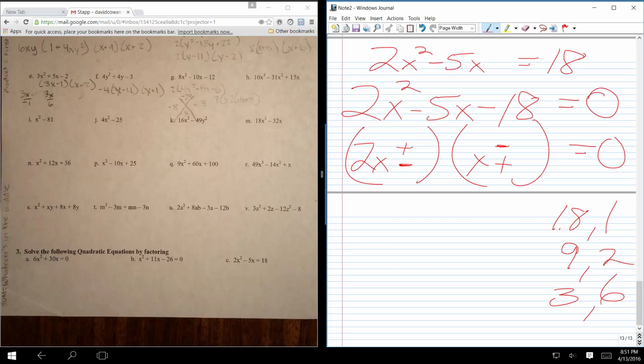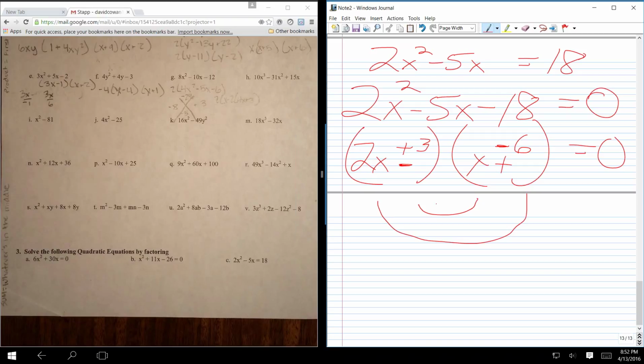Now, which ones are we going to... This is a trial and error process. Which one should I try first? The two that are closest together. 3 and 6. That's a good place to start. I'm not saying that that's the answer, but that's where I'm going to start. Now, the key here is to figure out what the middle term is produced. And if that's our middle term, what's the inside smiley face?